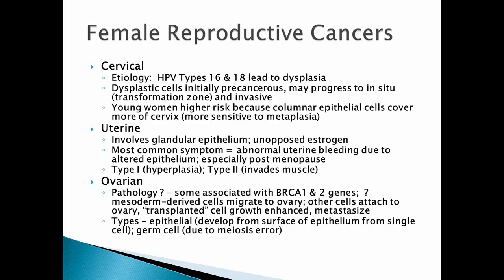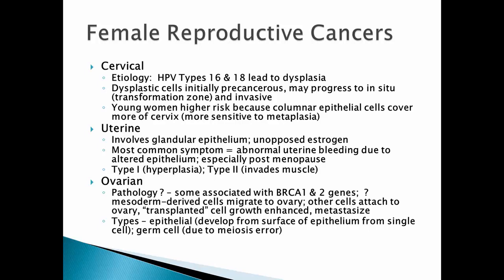The third reproductive cancer that we'll talk about before we turn our attention to breast cancer is ovarian cancer. We're not completely, absolutely, positively sure what causes ovarian cancer. However, we do know that some have been associated with the breast cancer 1 and 2 genes. We have identified that some of these cancers are derived from the mesoderm, and those cells migrate to the ovary. It may be from other cells actually attaching to the ovary, and that transplanted cell growth is enhanced and or even metastasized from other areas.